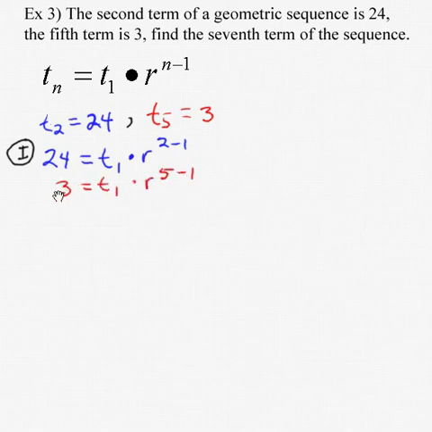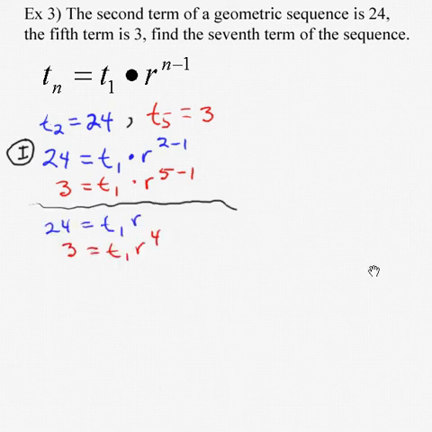Next equation is 3 is equal to the first term times the common ratio to the 5 minus 1 power, because 3 is the fifth term. Let's simplify those 2 equations. 2 minus 1 is 1. 5 minus 1 is 4. We have two equations with two variables.